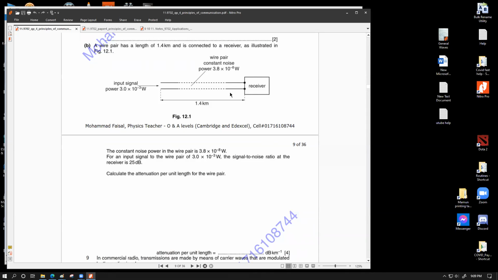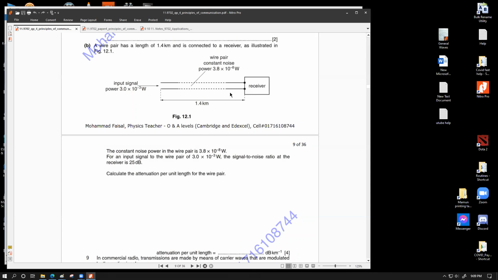Okay. This question is actually not so difficult. You can find out the total attenuation value pretty easily. 10 log P. Okay, no, there is a certain thing. Attenuation per unit length.